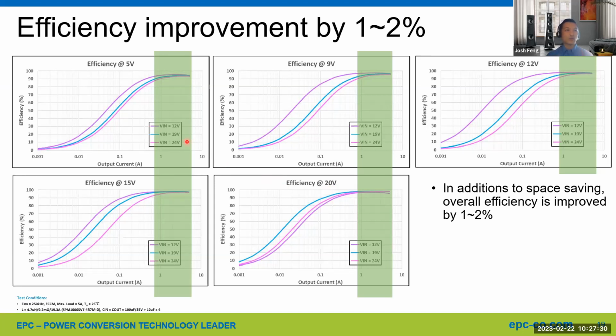The efficiency at a key range of 1 to 5 amps is about, they're all above 90%. At lower duty cycle at 5 volts, for example, it's 91, 92%. As you go up to a higher voltage, they claim the switching efficiency can improve up to about 98%. Overall, compared to a silicon MOSFET solution implementation, in addition to all the space savings, the overall efficiency can be improved by 1 or 2% on top of all the space saving.